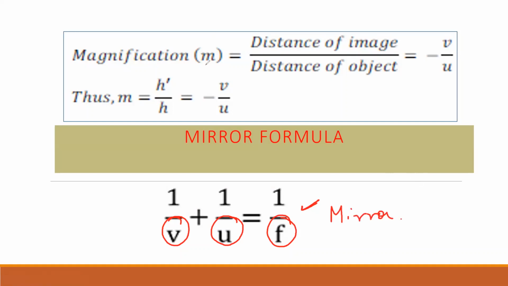Then coming on magnification, the ratio of distance of image to distance of object is called magnification. Height of image upon height of object, H dash by H, is minus V by U. So this is the magnification. It is unitless. It does not have any unit, because it is a ratio of two things. Clear?